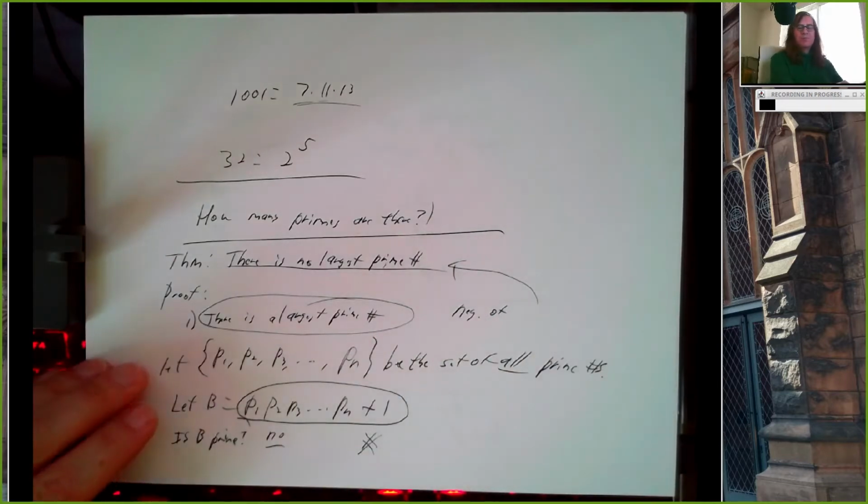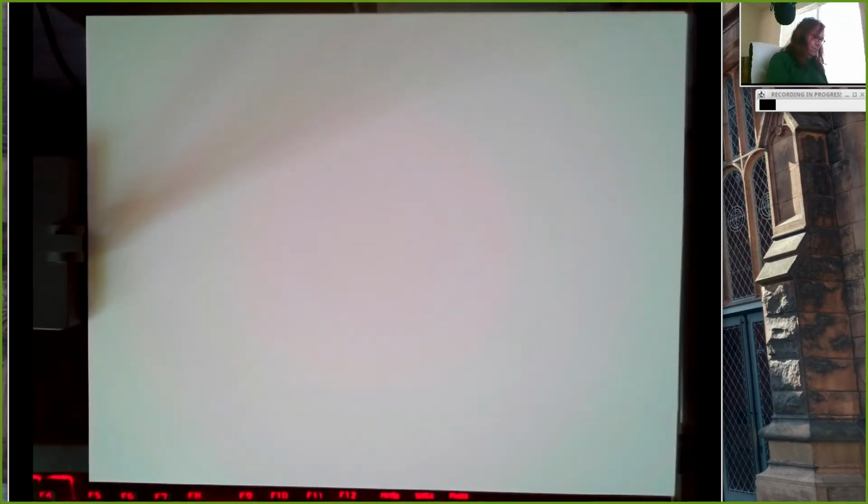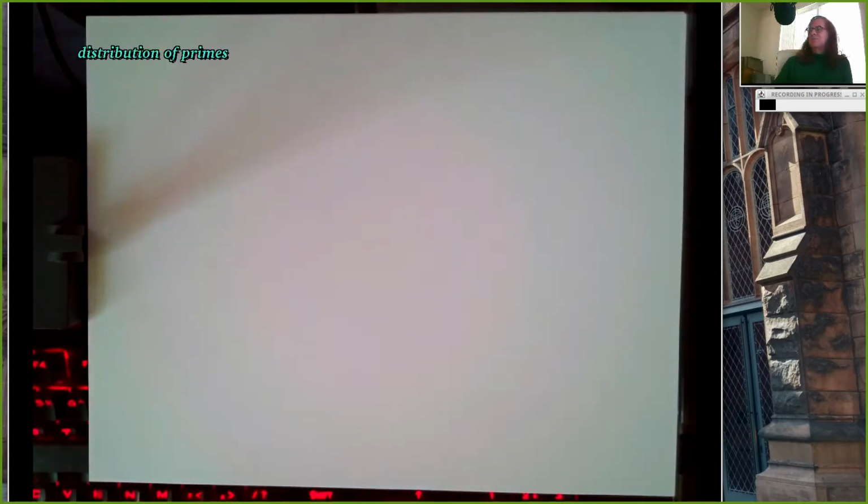So the Greeks knew this proof. Probably people knew it before the Greeks. And so we can keep going. We can keep finding more and more primes if we work hard enough. But the primes tend to thin out.